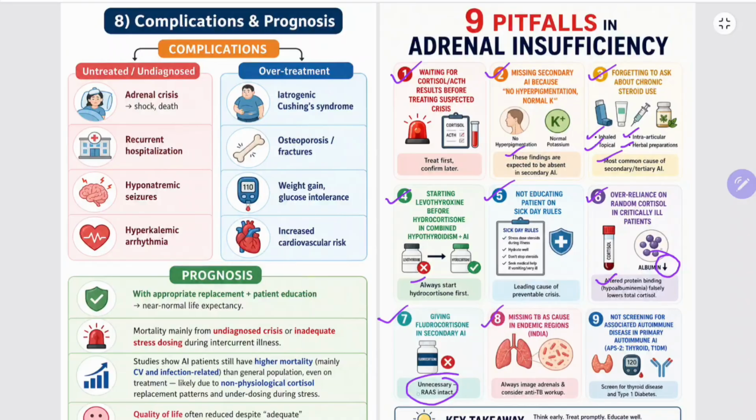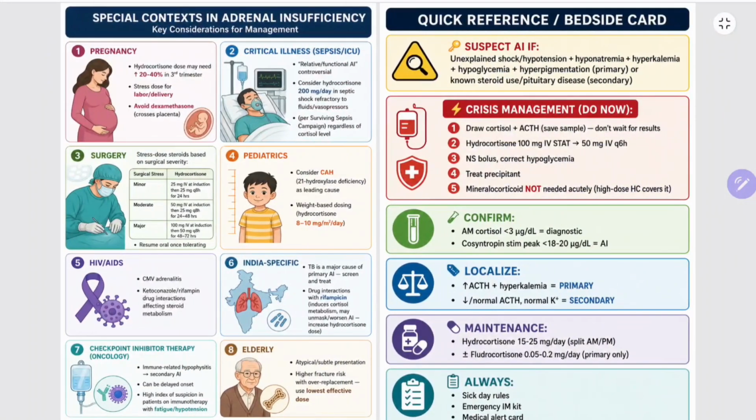Missing tuberculosis as a cause in endemic regions, for example in India, it can be pulmonary tuberculosis. Always image the adrenals and consider an anti-tuberculosis workup. Not screening for associated autoimmune disease in primary autoimmune AI: thyroid disorders, type 1 diabetes mellitus, and celiac disease are very commonly associated with this primary AI. Okay, these are all the 9 pitfalls of adrenal insufficiency.